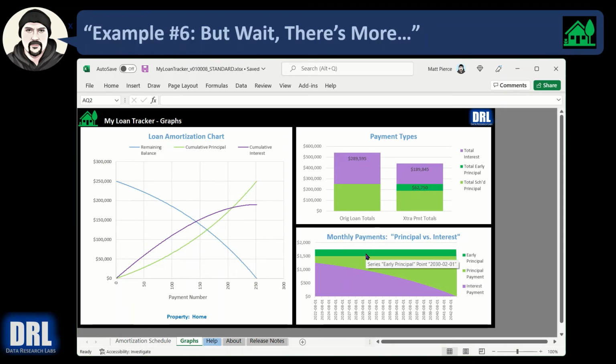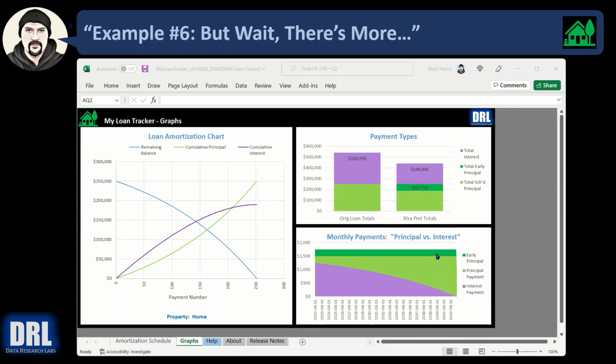Also, down here in the lower chart, you get a monthly payment by the type of loan component. So the interest payments, in the beginning, most of your monthly payment goes to interest, but it goes down, down, down, down, down, almost to 0 at the end. And in the beginning, your regularly scheduled principal is this light green. It's small, but it gets bigger and bigger and bigger.